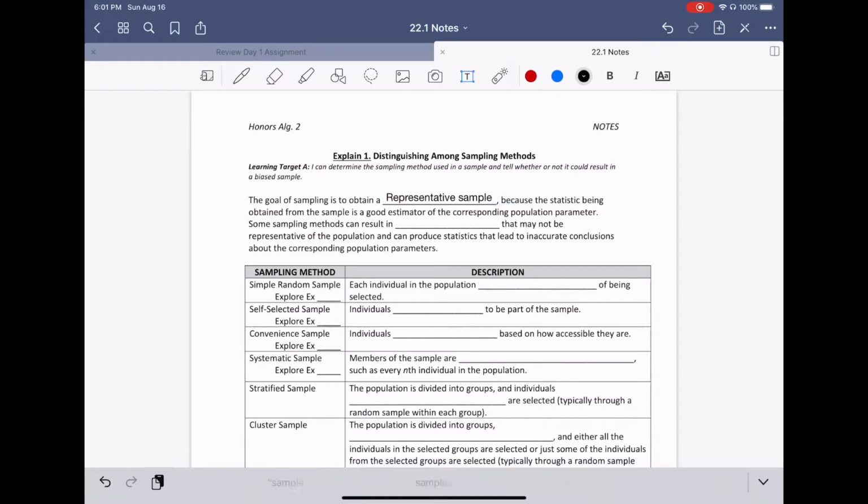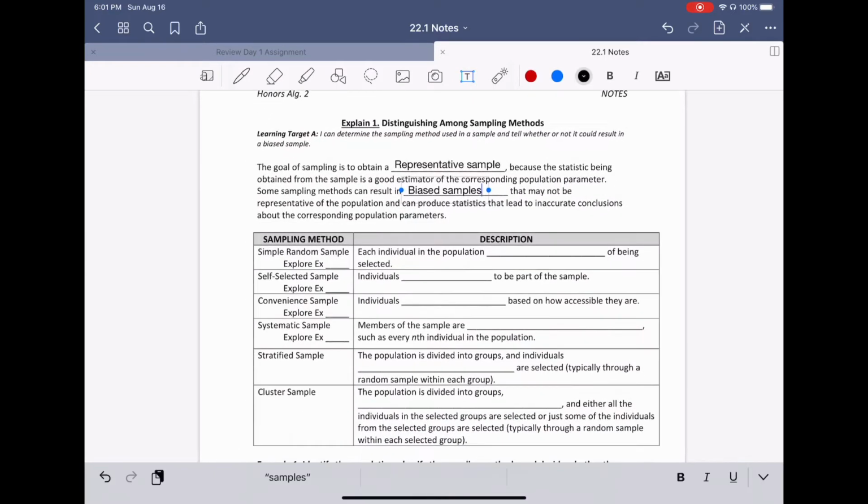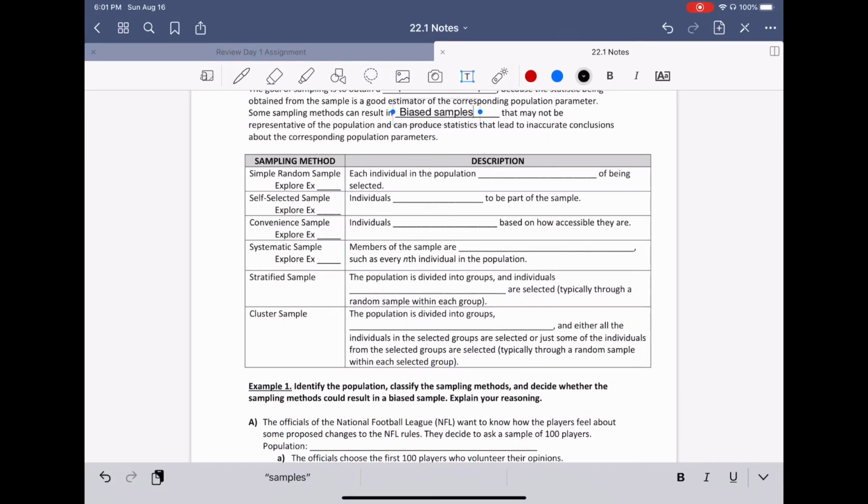Some sampling methods can result in biased samples that may not be representative of the population and can produce statistics that lead to inaccurate conclusions about the corresponding population parameters. So anytime we take surveys, when you think about surveys, you see statistics. We need to identify the best sampling method to use in that case because we want to avoid any bias that could occur from our sample.